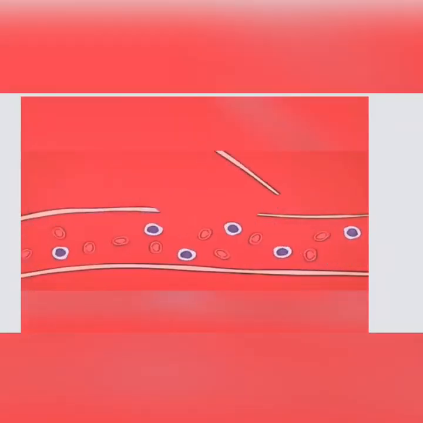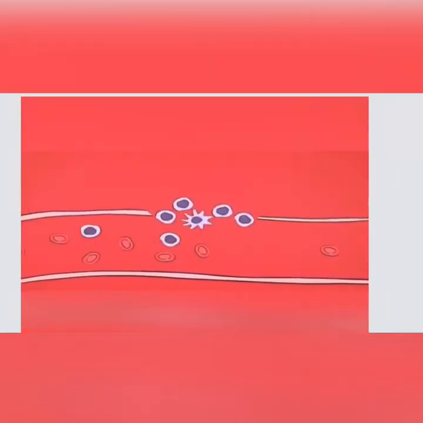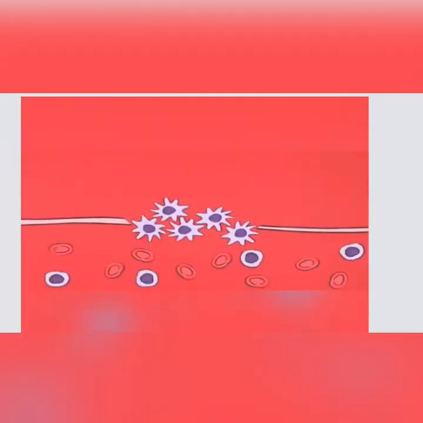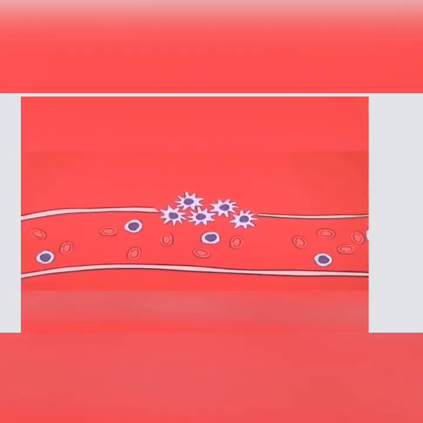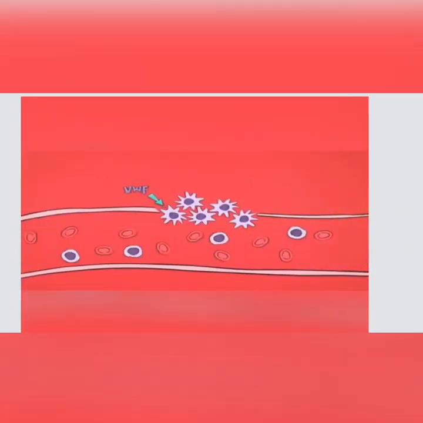There's a break in the wall of a blood vessel and blood leaks out. Platelets collect around the break and become activated, changing their shape and forming a kind of plug that blocks the break. But those platelets need to be brought to the cut and to be kept there. This is where von Willebrand factor comes in, and fibrin.